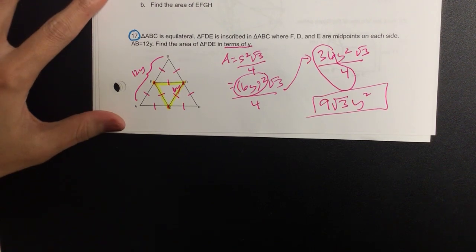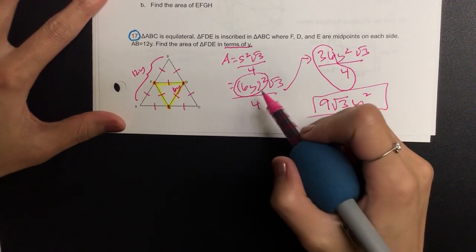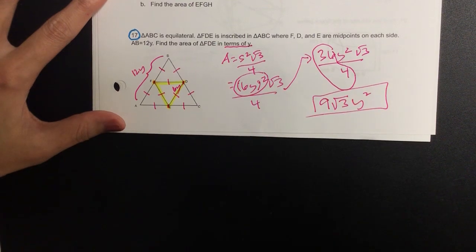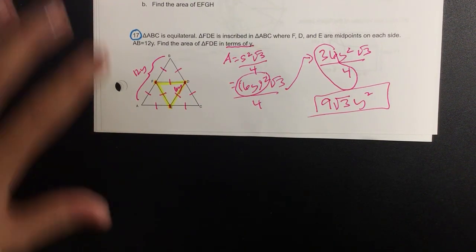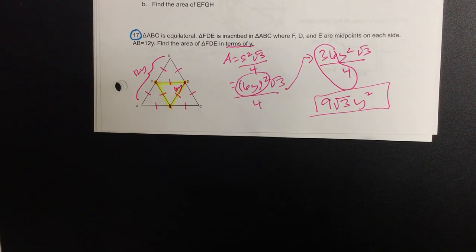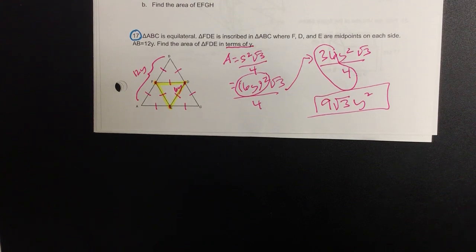Wait, why did you square the y? Because it is all of it squared. It is 6y times another 6y. Yes, ma'am? If you already squared it, then why is the square still there? Because when I square the y, I can't go on any further, because the y is a variable. It's not a number. Okay, 18.